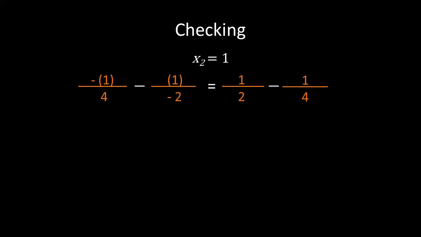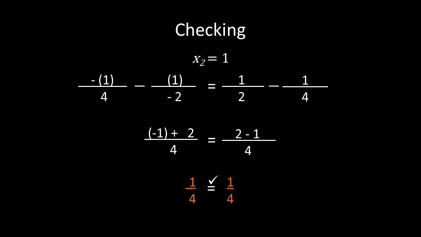Then, the next step is to find the LCD, and the LCD in both sides is 4. Then the equation will become negative 1 plus 2 over 4 is equal to 2 minus 1 over 4. We need to add negative 1 and 2 and it will become 1/4. Since both sides of the equation are 1/4, then x sub 2 is equal to 1 is a solution.